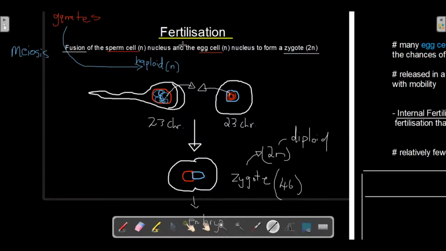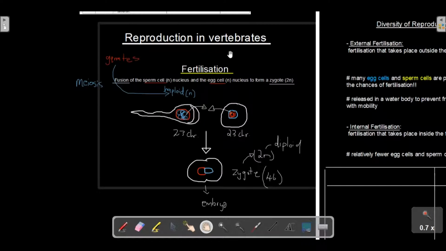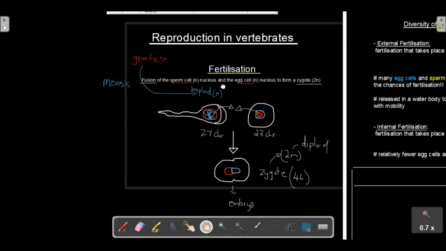As simple as that, right? So these two have to fuse together, they form a zygote, which then develops into an embryo, which then develops into an offspring. Okay, so a full organism, right? So now vertebrates perform fertilization in different ways.